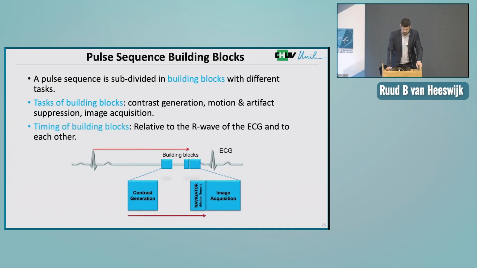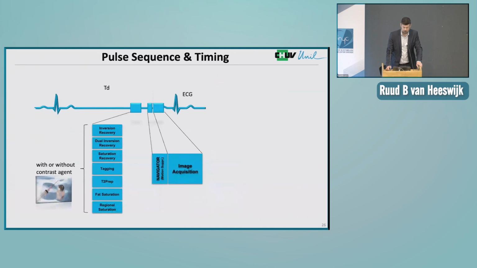So here we have the timing of the ECG. So the red arrow is on top. So this stays fixed, and then we adapt our contrast generation next to this. So this can be many things. As you can see here, the contrast can be generated with inversion recovery, saturation recovery, T2 preparation, fat saturation, etc., etc. But they all do kind of the same thing. They take the timing of the motion correction and so on into account, and then add on this contrast generation. And of course, this can be done with or without contrast agents.